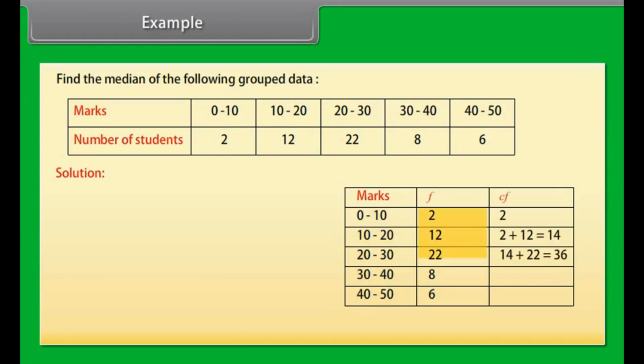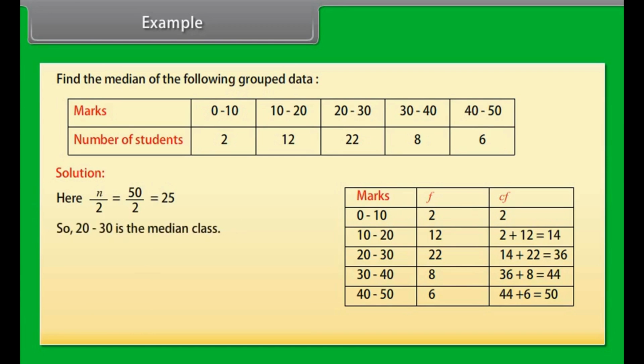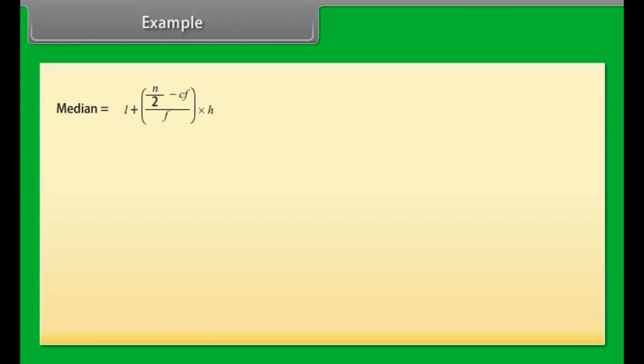In the third column, we find the cumulative frequency. After that, n by 2 equals 50 by 2, which is 25. So, 20 to 30 is the median class. Now L is 20, h is 10, CF is 14, f is 22. And then we calculate the median using the formula given below.